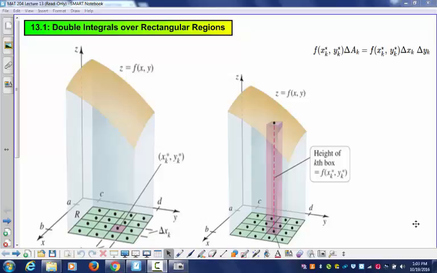The first topic is the double integral. Up to now, you've just done single integrals, and then in this class, we'll do doubles and then triples. And let's look at the easiest case, or the most intuitive case, for a double integral.